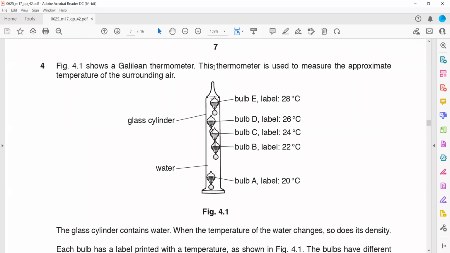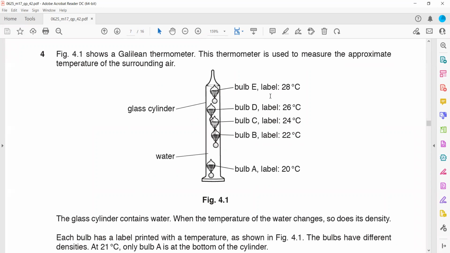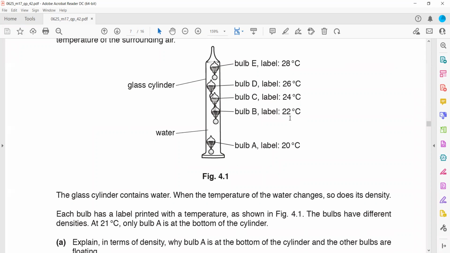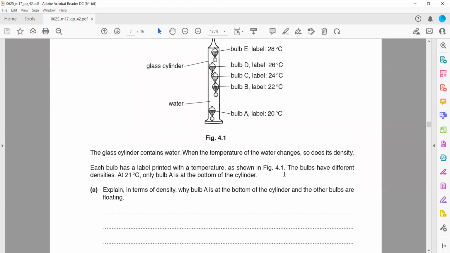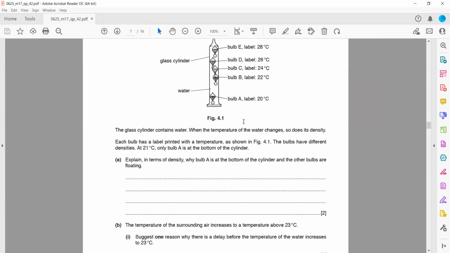In question 4, figure 4.1 is a Galilean thermometer. This thermometer is used to measure the approximate temperature of the surrounding air. The bulbs are labeled 20, 22, 24 in a glass cylinder containing water. When the temperature of the water changes, its density also changes. Each bulb has a label printed with a temperature as shown. The bulbs have different densities. At 21 degrees, only bulb A is at the bottom of the cylinder. Explain in terms of density why bulb A is at the bottom of the cylinder and the other bulbs are floating. So why are the other bulbs floating and A is at the bottom?